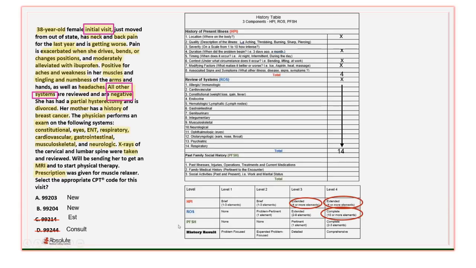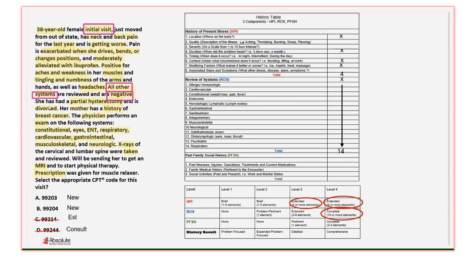Now finally for our PFISH, that's our past, family, and social history. What did you guys get for that one? Okay, I'm seeing 3, 2, 1. Okay, a lot of 3s are starting to come in, some 2s. Okay, so let's go ahead and look at this.